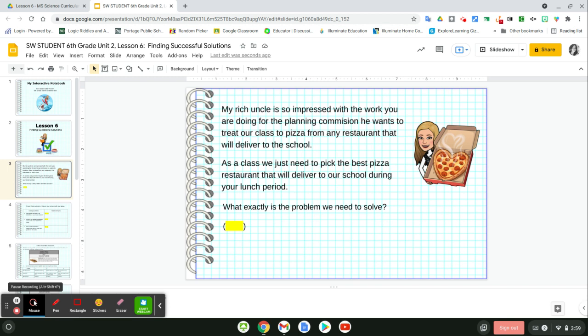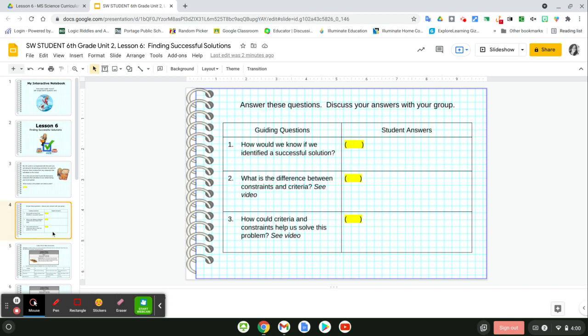I would imagine we would want hot pizza. So finding a pizza place sort of close to the school, so when the pizza arrives, it's hot. So maybe that could be a problem. Okay, so just think about those things. And then in this slide, you're going to type in what is the problem that we need to solve, based on what I talked about. You can also pause the video, rewind the video if you need to listen again to get your answer typed out. All right, slide 4.